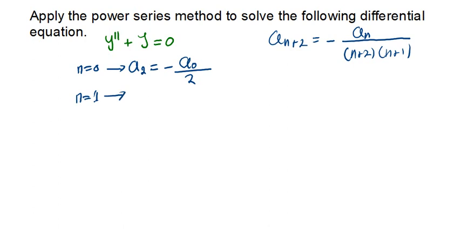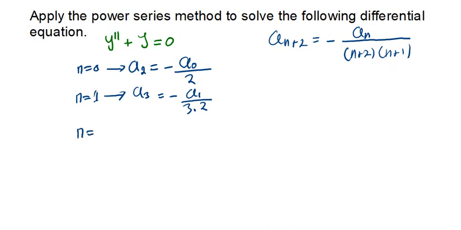Okay, so let's try to see what we're going to get when n is equals to 1. So when you plug in a 1 there, this is going to be a sub 3 is equals to minus a sub 1 divided by, you put a 1 here, you put a 1 here, this is going to be a 3, and that's going to be a 2. So that's going to be 3 times 2. I'll write it like that. I don't want to convince myself that's a factorial for now. I'll just write it that way and leave it and see what I end up with at the end.